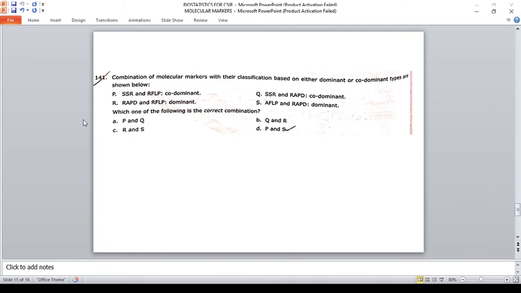Combinations of molecular markers with a classification based on either dominant or codominant type are shown below. Which one of the following is correct? SSR and AFLP is codominant: wrong. SSR and RAPD is codominant: wrong. RAPD and RFLP dominant: wrong. AFLP and RAPD is dominant: correct. So the correct option is option D.